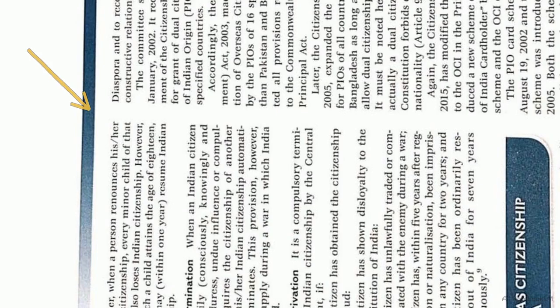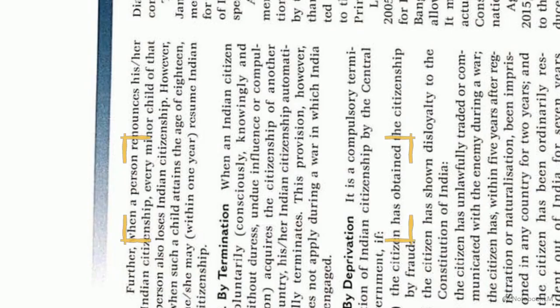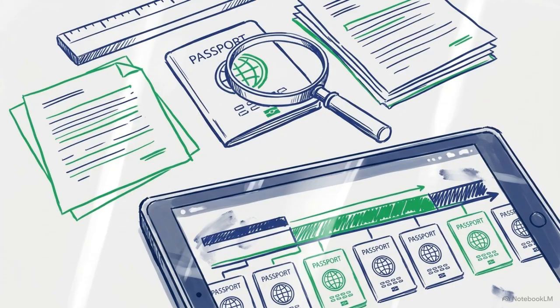Finally, we look at this text outlining deprivation. This is a severe, compulsory termination by the central government. As the clauses show, citizenship can be forcibly stripped if it was obtained by fraud or if the citizen has shown disloyalty, such as unlawfully trading with an enemy during a war. Evaluating a client means you have to prove a negative. It is not enough to show they acquired citizenship, you have to prove they never lost it.